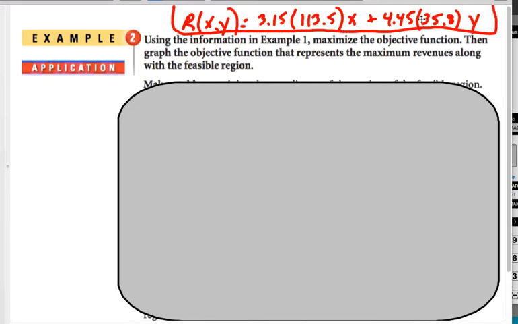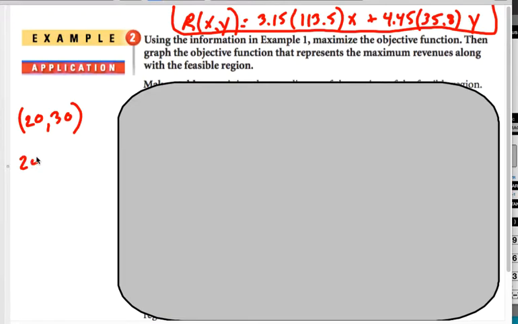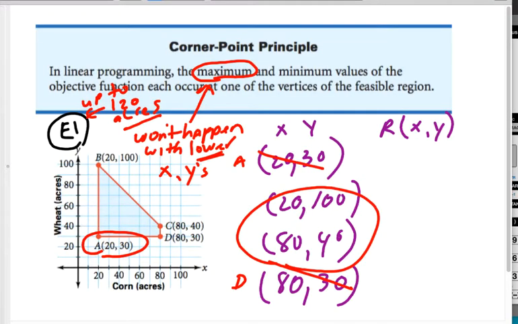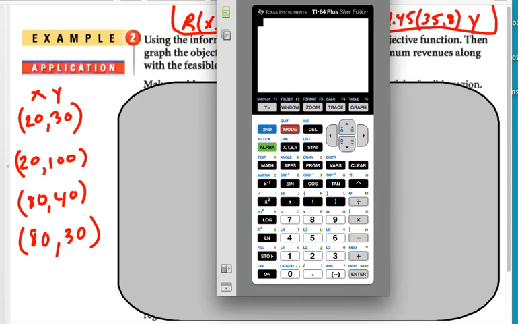So what we're going to do is plug in the different corners that we have. The corners that we had were (20, 30), (20, 100), (80, 40), and (80, 30). So we're going to plug that x, y into all those values. Now, they're going to suggest that you do this in a table, and in a second I'm going to pull down this giant gray blocking thing, and we're going to see that.